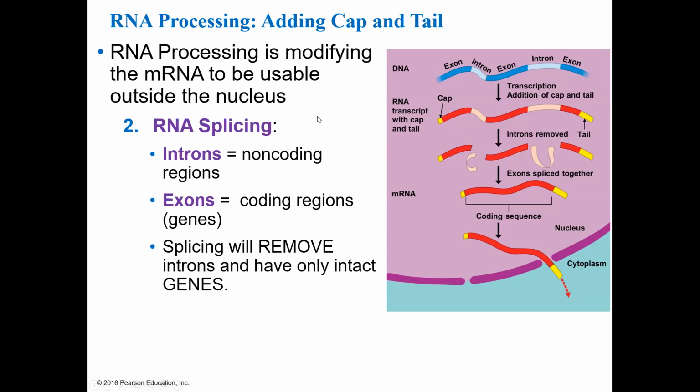So inside the nucleus, the mRNA is going to be sort of edited, because there are some things we need, some things we don't. So introns are non-coding regions, meaning they don't do anything, so we don't need them. Exons are coding regions. These are the genes. These are the things that we want to be read.